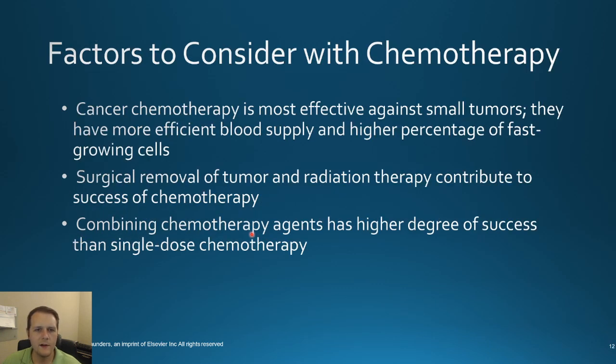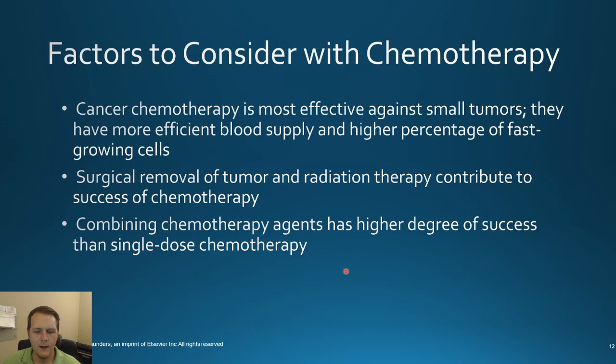Now, things to consider when you are dealing with chemotherapy is that cancer chemotherapy, using the actual drugs themselves, tends to be more effective against very small tumors and things that have good, efficient blood supplies, and they have a really high percentage of fast-growing cells. This means you can get the drug directly to the tissue, and because it's rapidly dividing, most of your drugs can work very effectively there to prevent them from replicating. Typically, what you're going to find is that most patients will either end up getting a round of surgery or, say, radiation prior to getting chemotherapy.